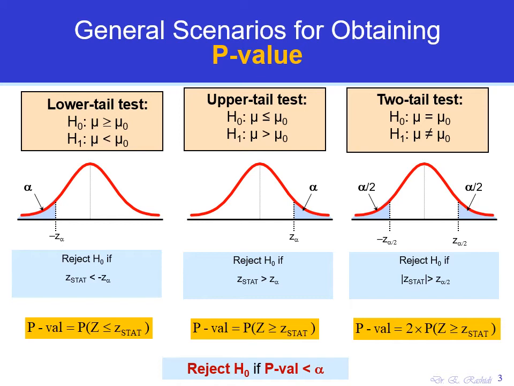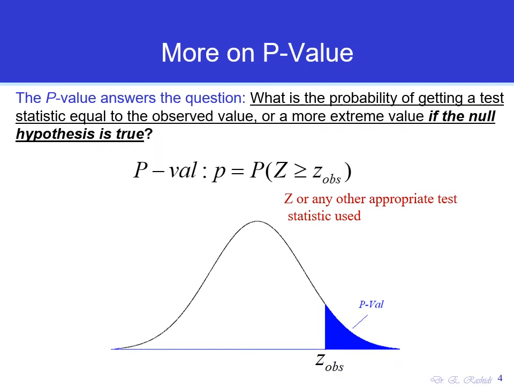So as the saying goes, when the p-value is low, H0 then must go, meaning that if the p-value is small, you're going to reject the null hypothesis. As I said earlier, the concept of p-value is a little bit tricky and maybe difficult to understand at first. So let's talk about the concept of p-value a little bit more.